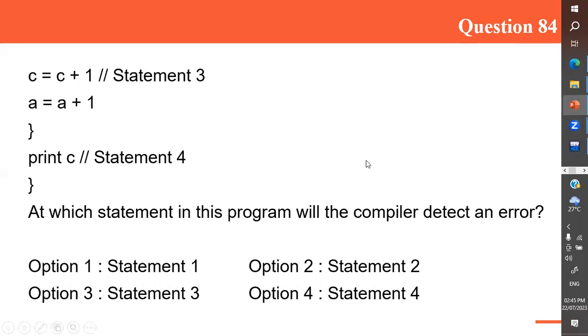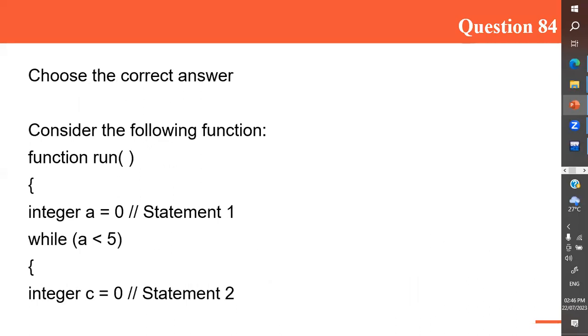See it carefully. If you want, I'll show you the program again. If you want me to go to the previous slide, I'm going to do it. First, we have a function run. In that, we have integer a declared inside the function. Then, while a less than 5 is written, integer c is declared inside the while loop. Okay. Integer c is declared inside the while loop.